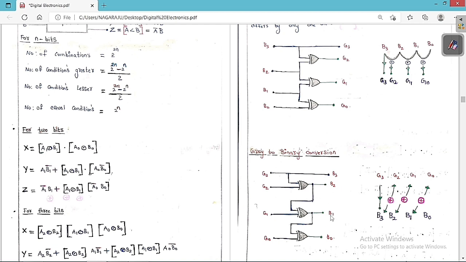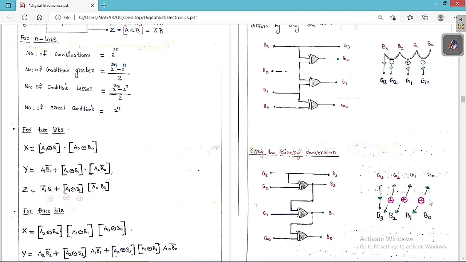Similarly, B1 is B2 XOR J1, and B0 is B1 XOR J0. So listen carefully. B3 is equal to J3, B2 is equal to B3 XOR J2, B1 is B2 XOR J1, and B0 is B1 XOR J0.